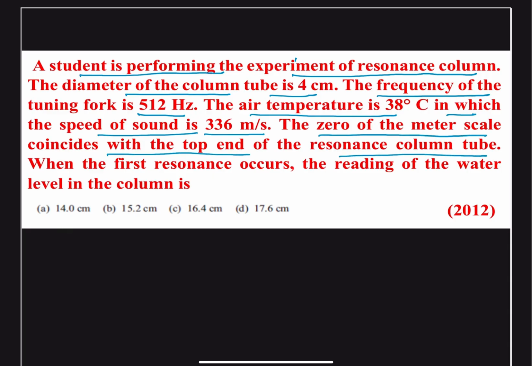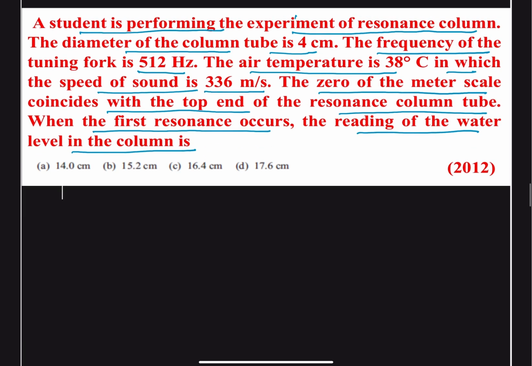When the first resonance occurs, the reading of the water level in the column is... So this question is quite straightforward with a minor modification or trick. That is, here the diameter of the tube is given as 4 cm, and because of this diameter of the column, a term that is called end correction will be introduced in the formula for calculating the effective length of the closed tube.